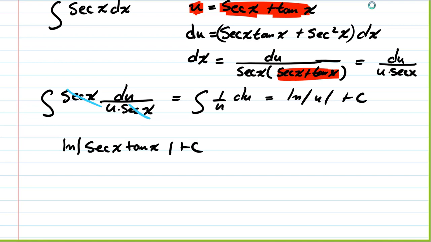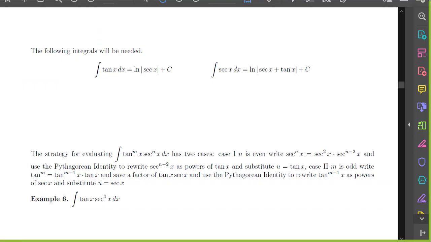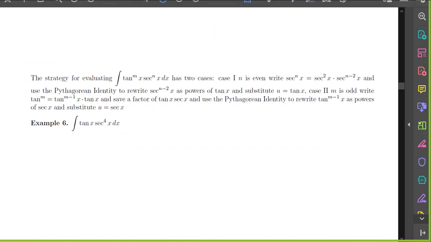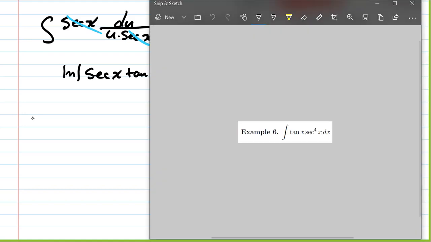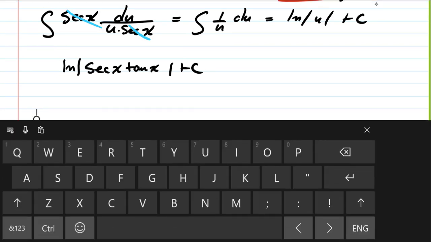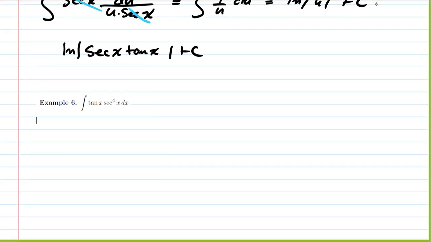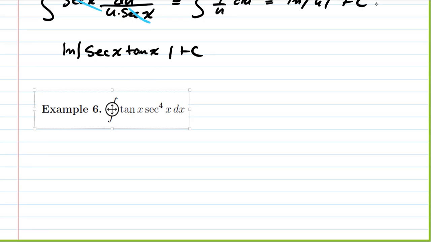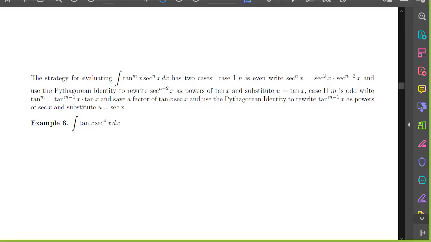All right. So turns out when we are doing these types of integrals, and when I say these types, I mean sines versus cosines, compared to tangents versus secants, they are actually, the identities, really the same thing. So there are two ways that we can resolve this integral. So the strategy for evaluating integrals of the form tan^m secant^n has two cases.